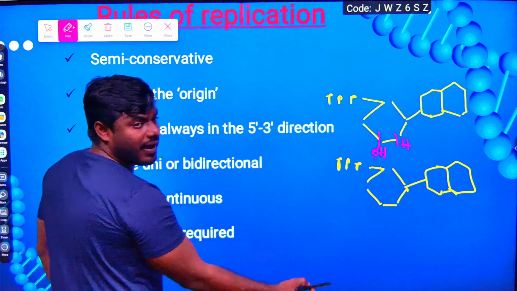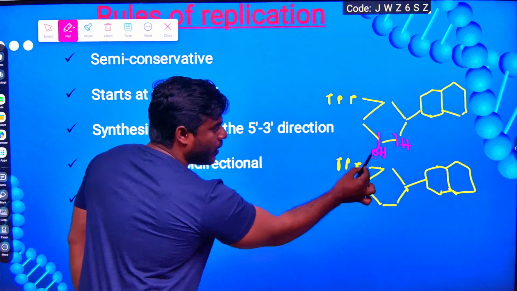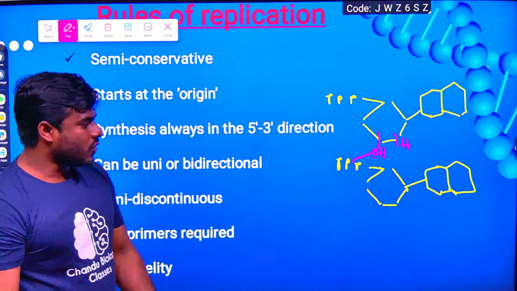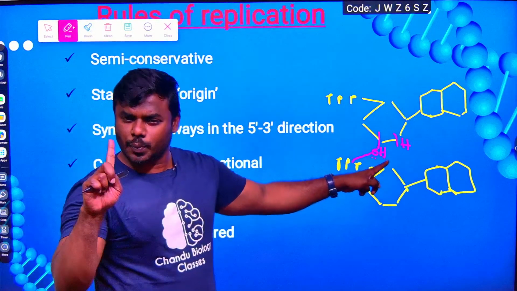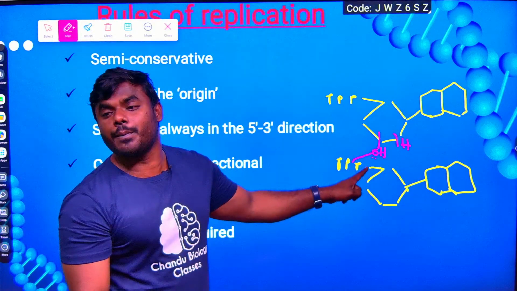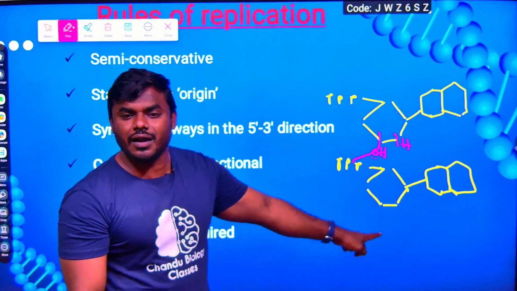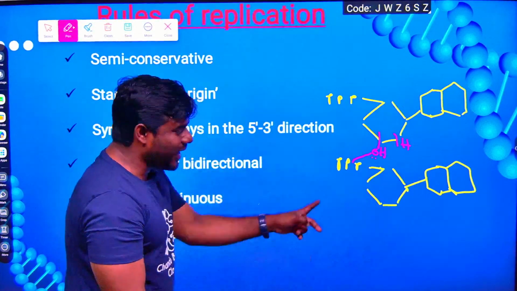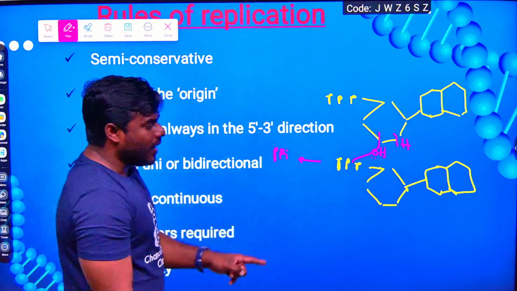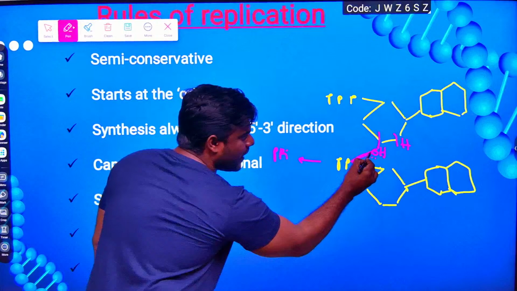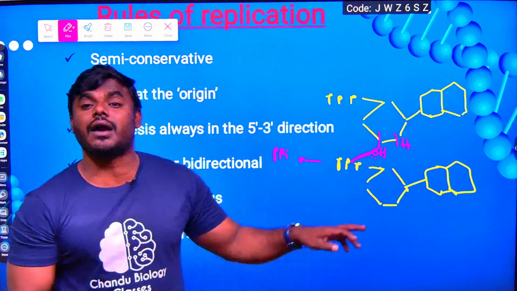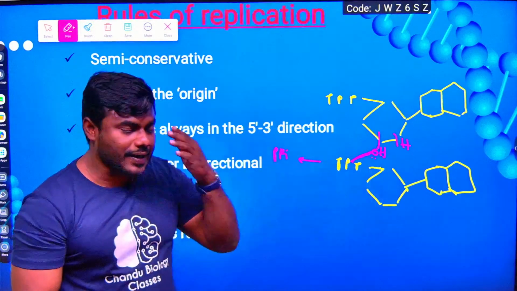So oxygen nucleophilically attacks the phosphate group present on the other nucleotide. You got it? So the 3' hydroxyl group of one nucleotide attacks the 5' phosphate of the other nucleotide. You are getting? So hence what happened? 2 phosphate groups will be released out. And the bond which is formed here, this is called phosphodiester bond, which we can call the backbone of the DNA. Correct na?